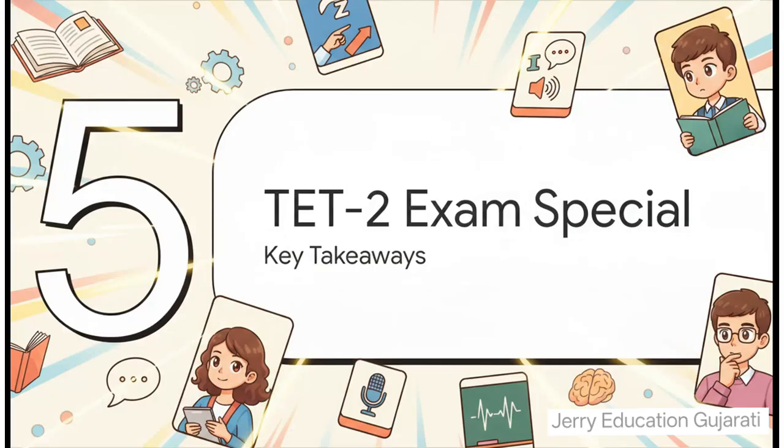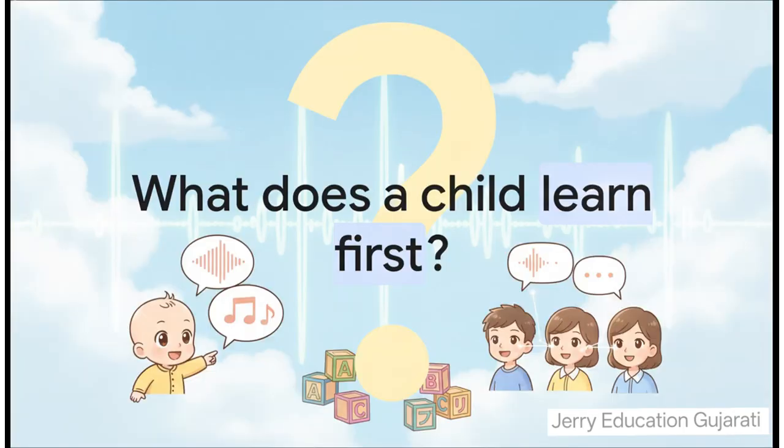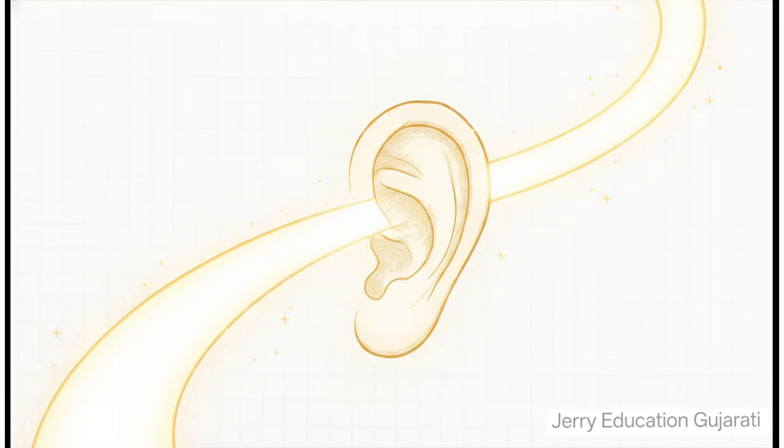All right, Section 5, special for the TET2 exam. Let's shift gears. This is a high-energy, flashcard-style review to lock in those points. Okay, here is a classic, direct TET2 style question for you. Based on what we just went over, what does a child learn first when acquiring a language? The answer, without a doubt, is listening. Lock that in. It is always the absolute first step before any other language skill even starts to form.